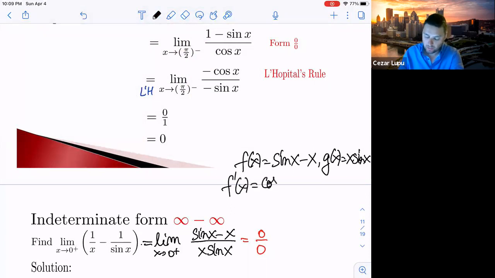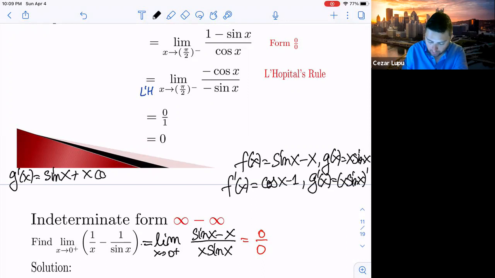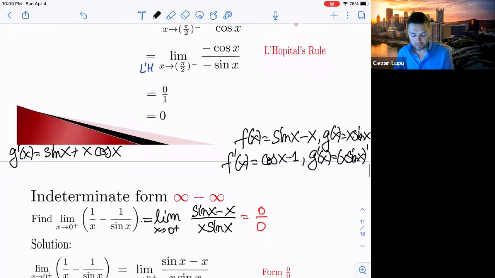So f prime of x will be cosine of x minus 1, and g prime of x will be, we need to apply the product rule here. So let me write it like this. g prime of x, by using the product rule, will be sine of x plus x times cosine of x. Great. So let's compute these.